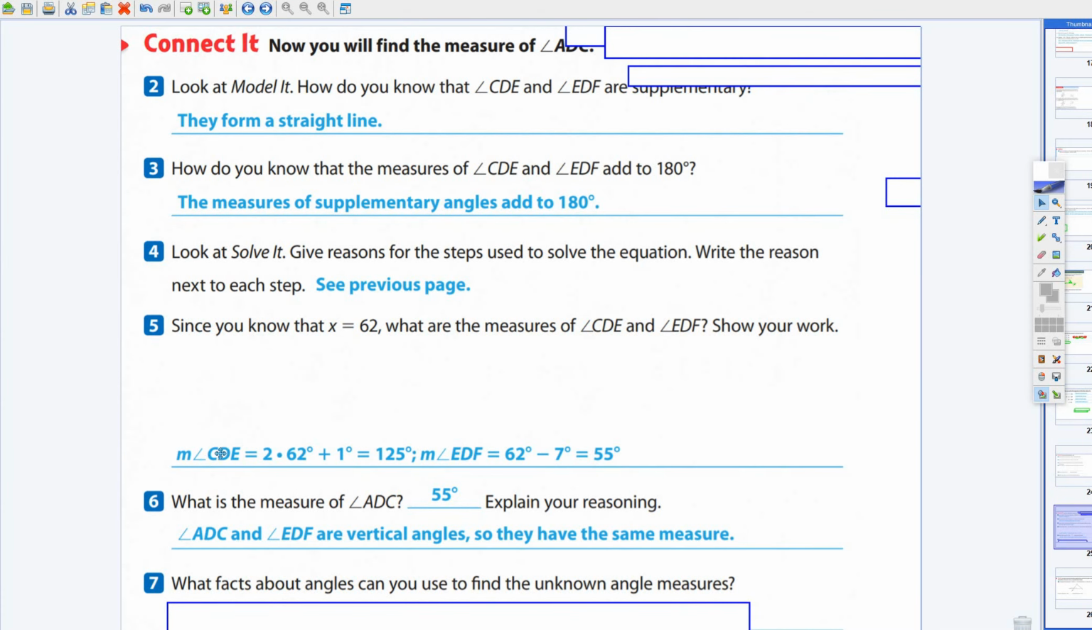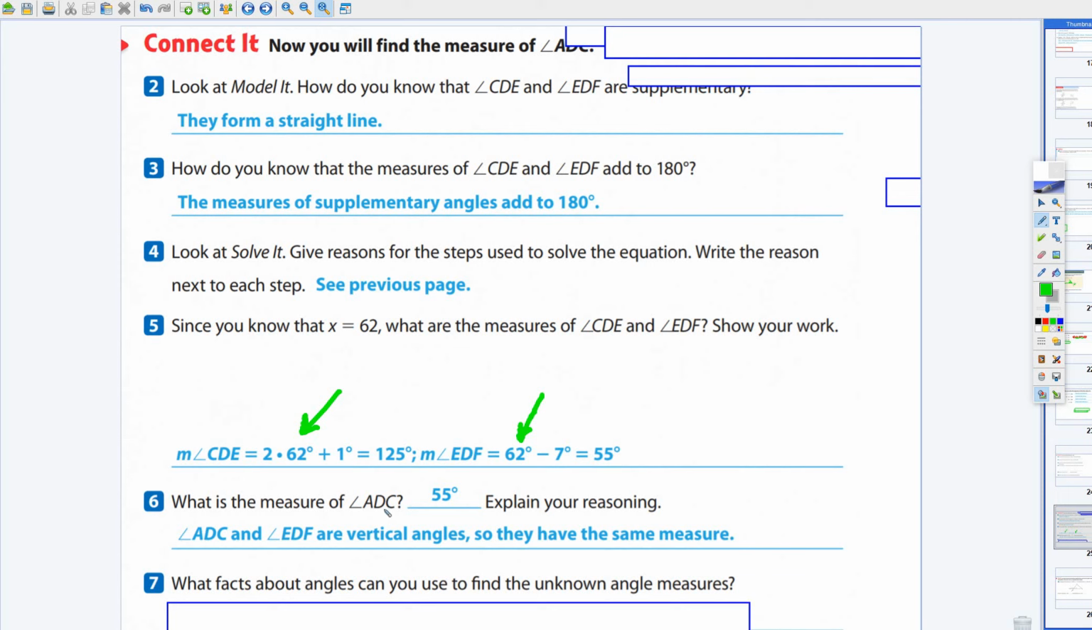Alright, question 5. Again, we plugged it in for x, and then they did the work. If you don't recall that, stop the video and go backwards and you'll see it. They did the order of operations, obviously. They got the measurement. This stands for measurement. Measurement of angle CDE equals 125 degrees. Measurement of angle EDF equals 55 degrees.